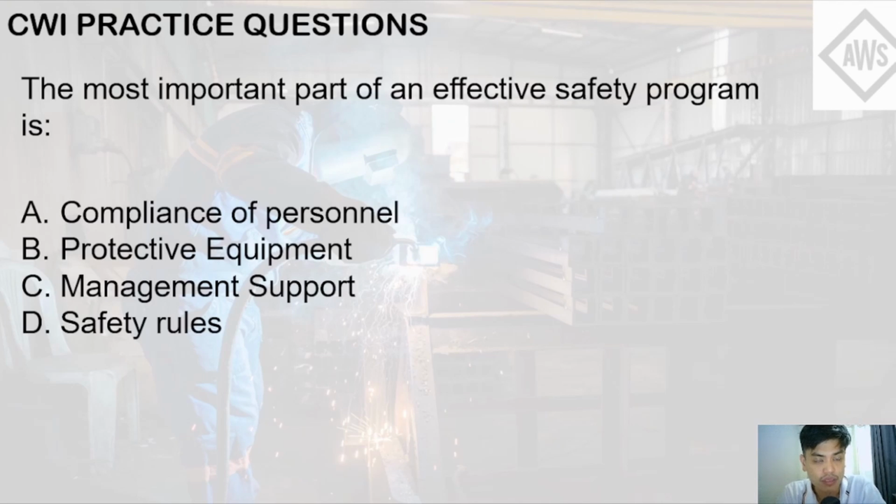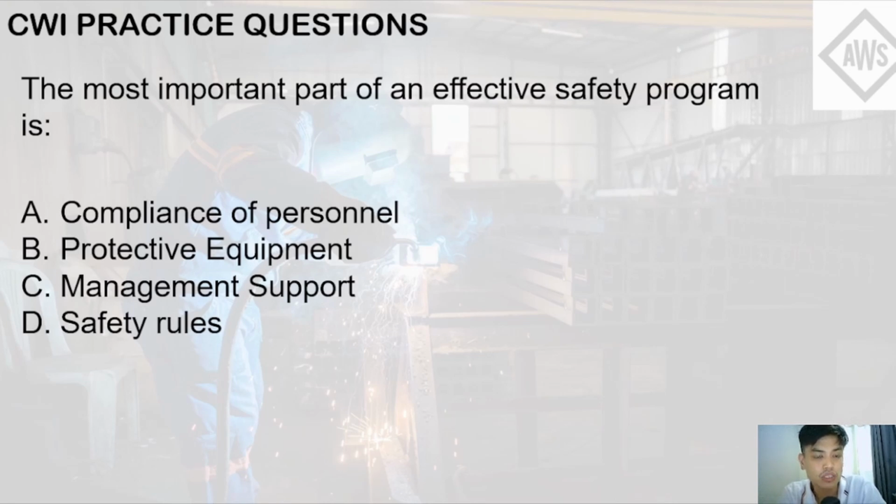Protective equipment is also important, but if you remember the hierarchy of a safety program, the first is elimination of hazards, then substitution, engineering and administrative controls, and the last one is PPE, right? Because it is the last line of protection for the personnel against any hazards. So it is important, but it is in the last part of that hierarchy.